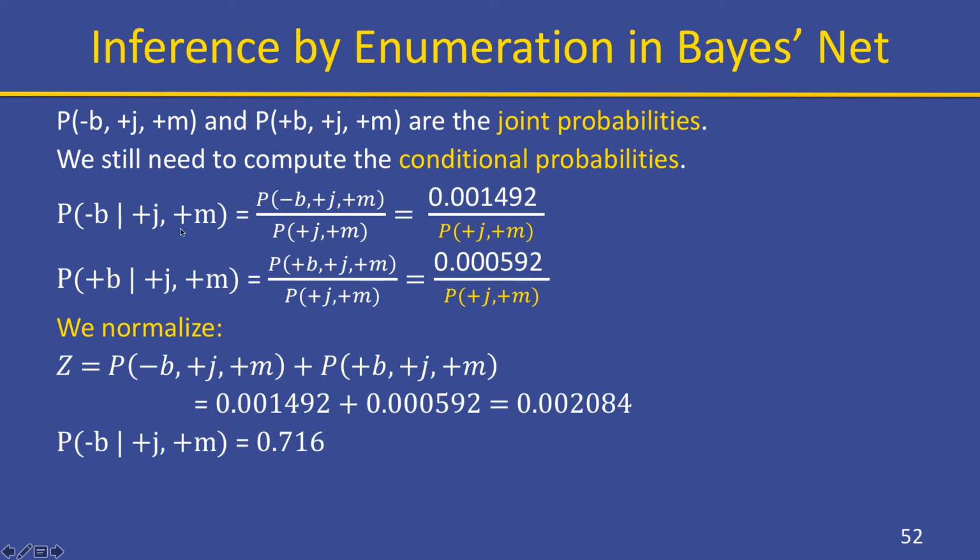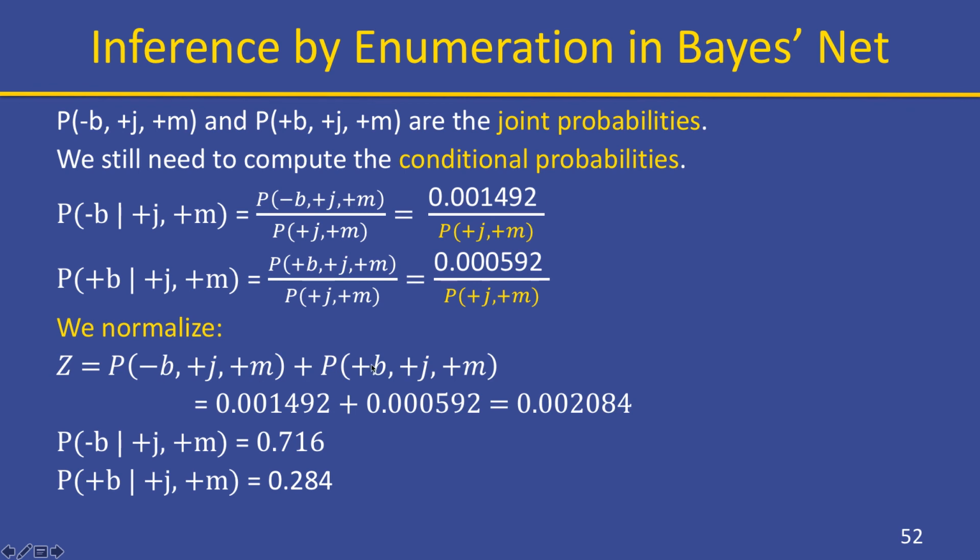We add them up, and then we divide. So P of minus B given plus J plus M is equal to this amount here divided by the sum, and P of plus B given plus J plus M is equal to 0.000592 divided by the sum. So here, instead of computing P of plus J plus M, we are normalizing. In fact, when we compute the sum to normalize, we are actually computing P of plus J plus M.